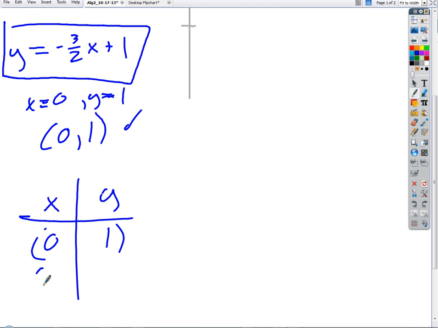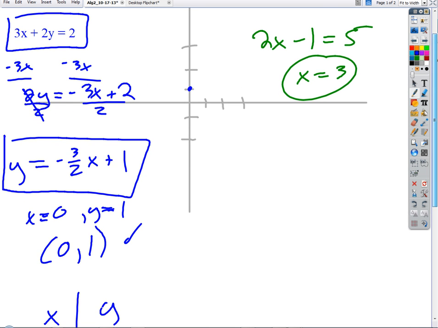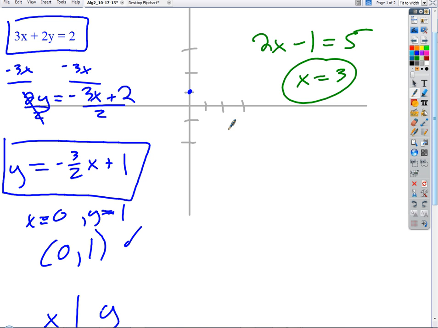If I plug in x equals 2, what do I get back for y? 2 times negative 3 halves is what? Negative 3, right? 2 over 1 times negative 3 over 2. The 2's would cancel. Negative 3 plus 1 is? So that's another one, right? If I plot that one, over 2 and down 2, there's another solution. What if I plotted all of them? What shape would it make? It's going to make a line, right?